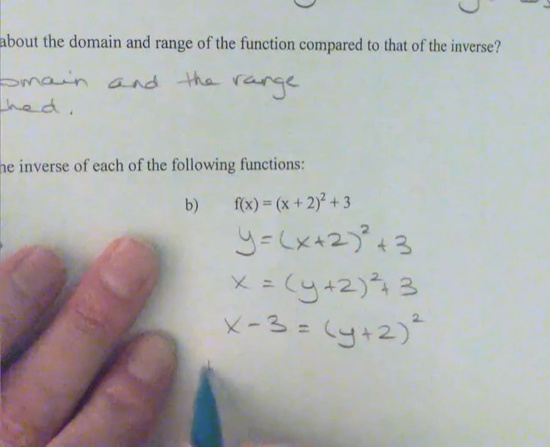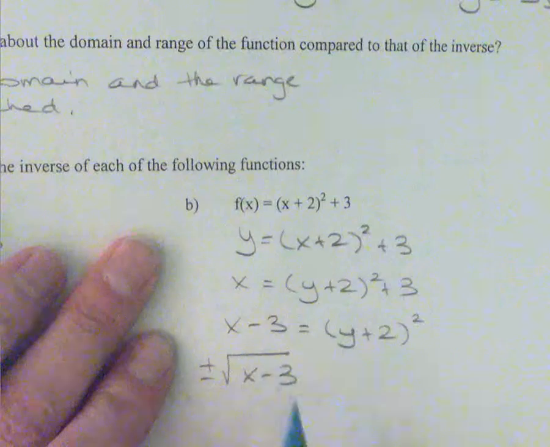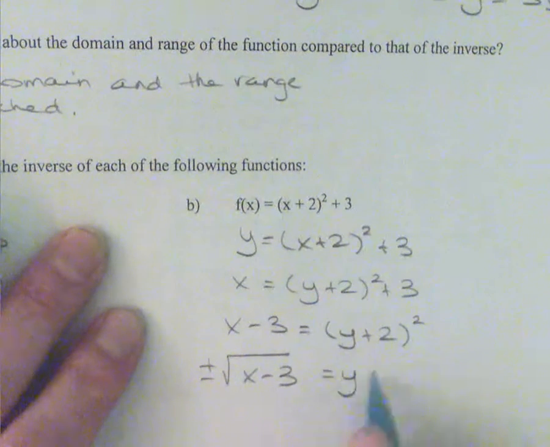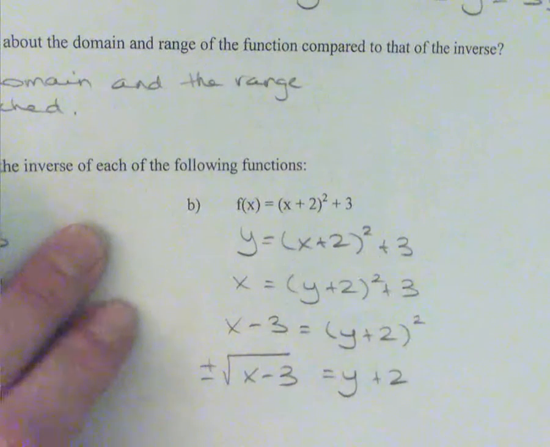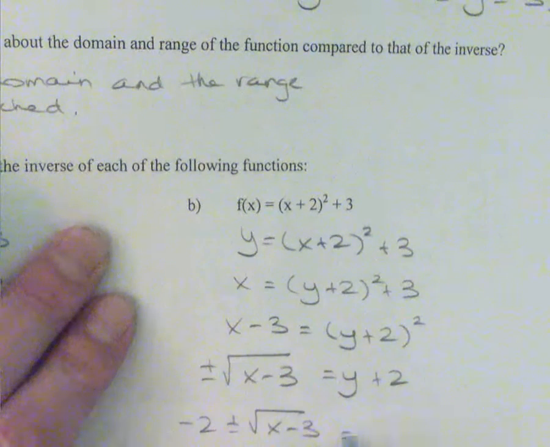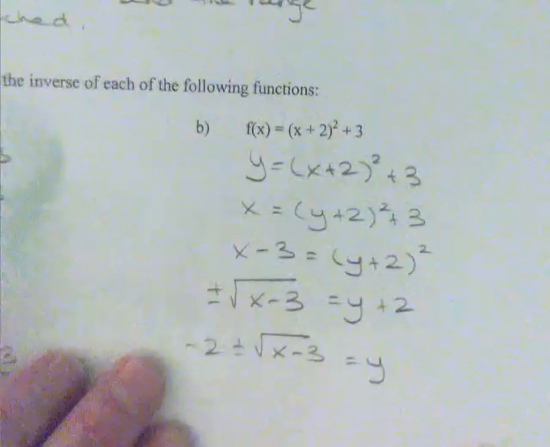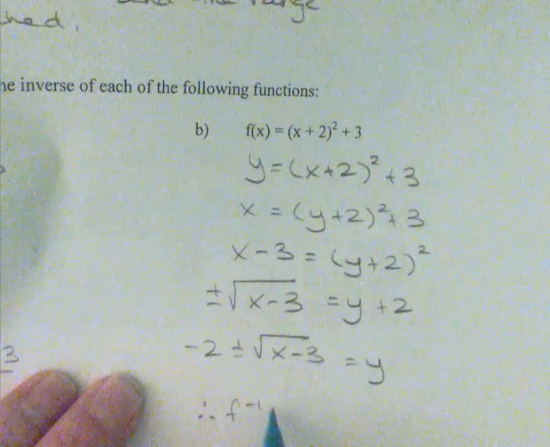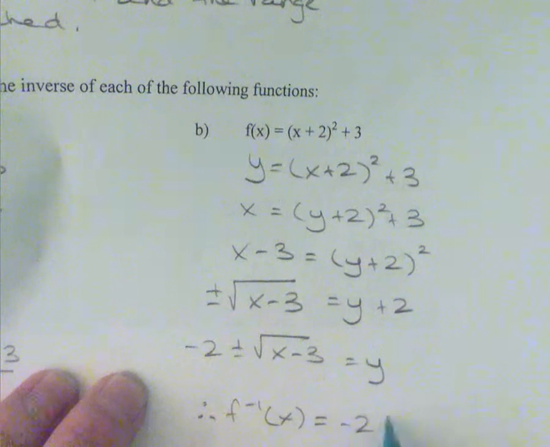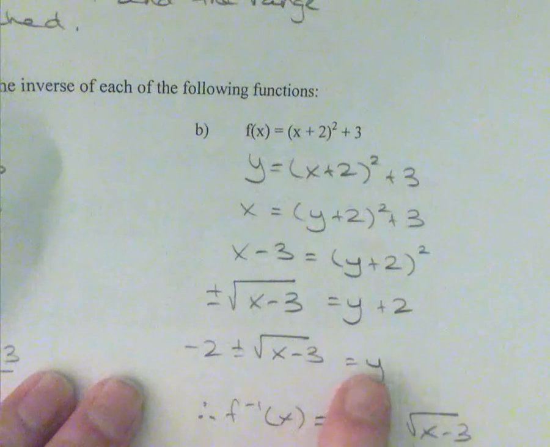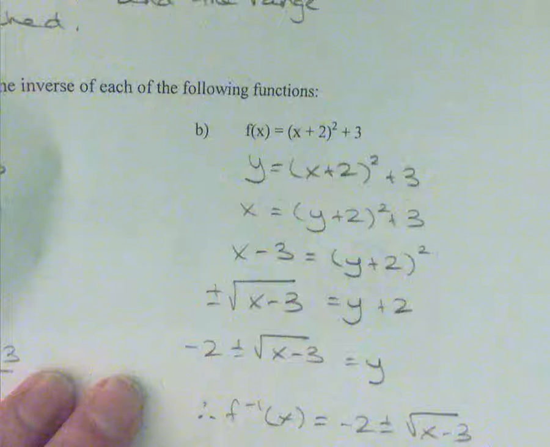Then I can take the square root. Remember, when you take the square root, there's always a plus minus. And then I can bring the 2 over and subtract. Again, I need to state that this is the inverse. And you can put the -2 in front, or you can put it on the end. If you put it on the end, just make sure it doesn't go under the square root.